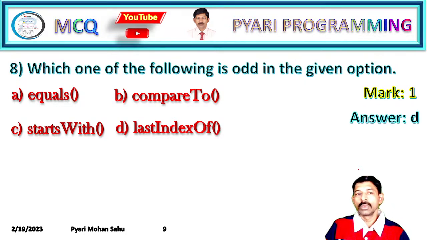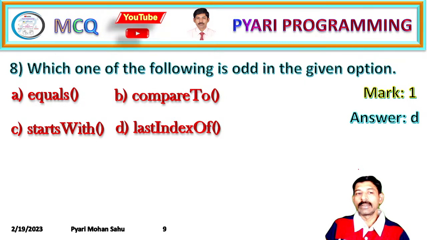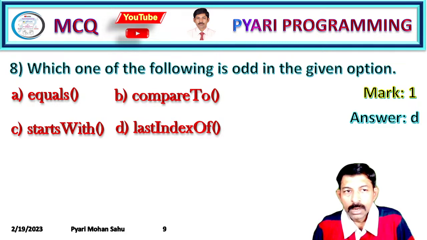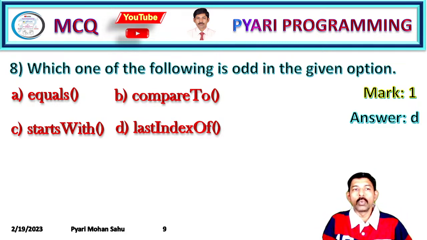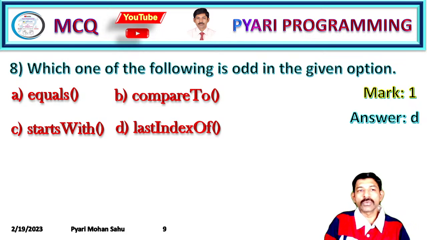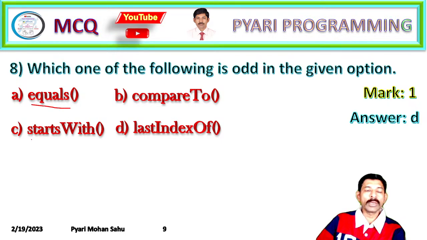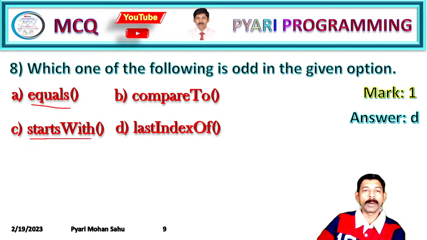Option is D, last index of, because everyone has a Boolean return type, as equals, compared to, and starts with. Wait a minute, how did this wrong answer come here? Now equals return type is Boolean. Starts with return type is Boolean. Now compared to return type is integer. Last index of is integer.